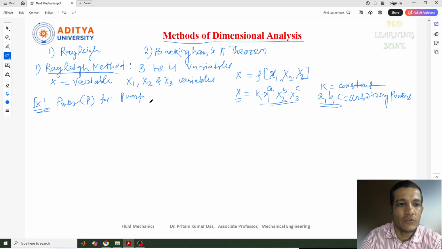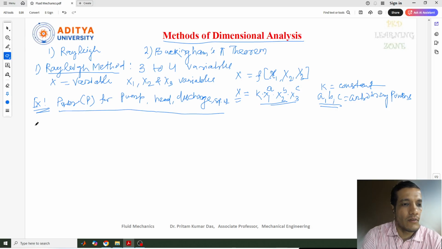So what are the other variables? The power of a pump will depend on variables like head and discharge, and some like specific weight. The questions will be given in this way and we need to find the expressions for this. Now let me start.